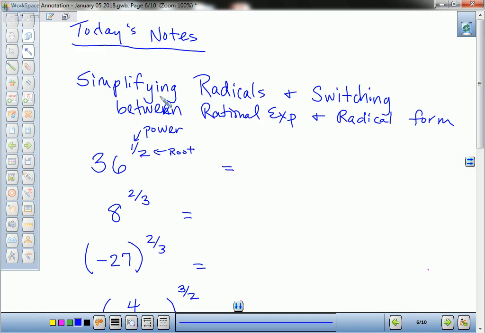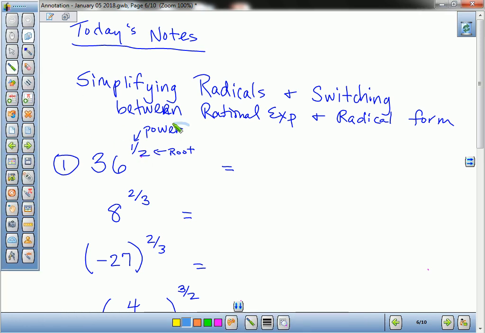All right, the next thing we're going to do is move on to today's notes. And today's notes, we're going to be simplifying radicals, and we're also going to be switching in between a rational exponent, so an exponent that's a fraction, and radical form. Now with a rational exponent, my first example here, we have 36 to the 1/2 power. This 1/2 is considered a rational exponent because it's an exponent written as a fraction. Now when we have a rational exponent, the numerator represents our power and the denominator represents the root.